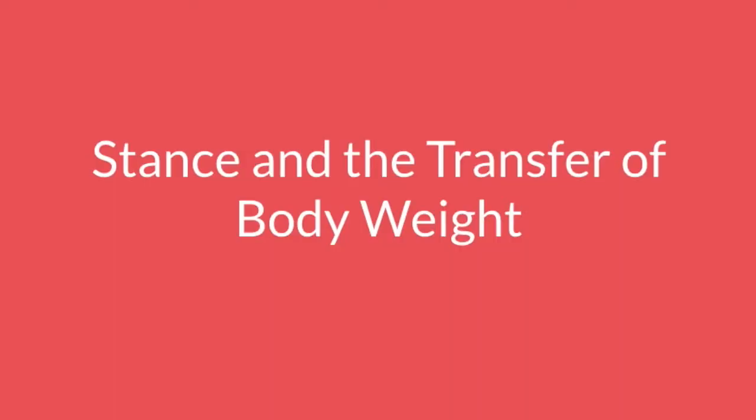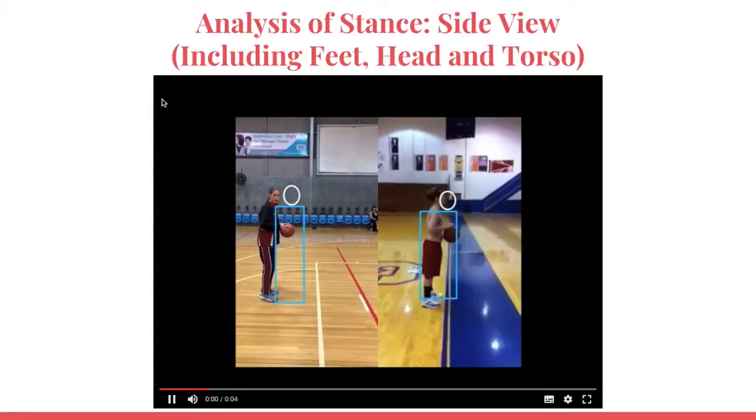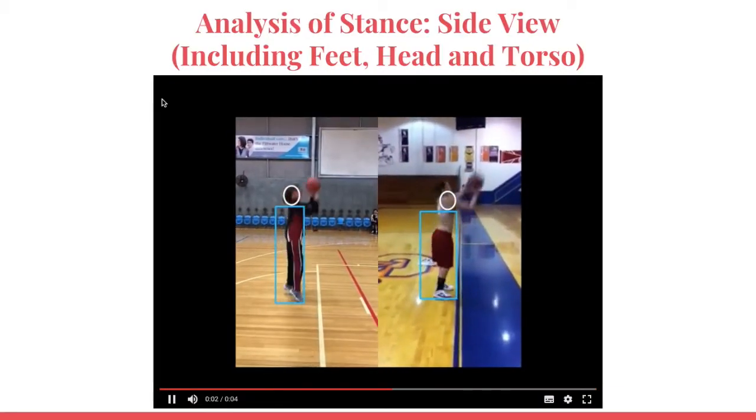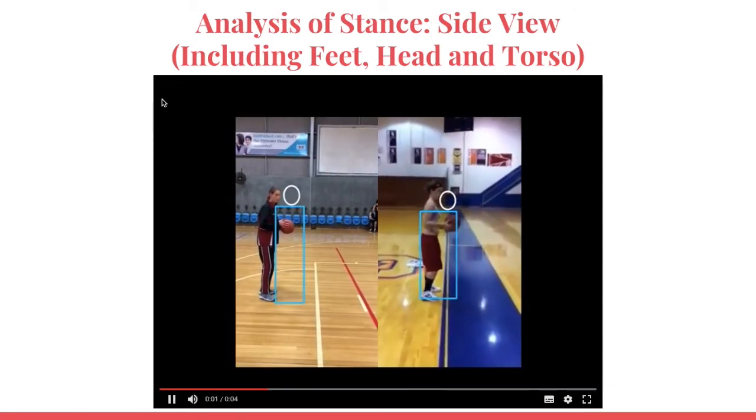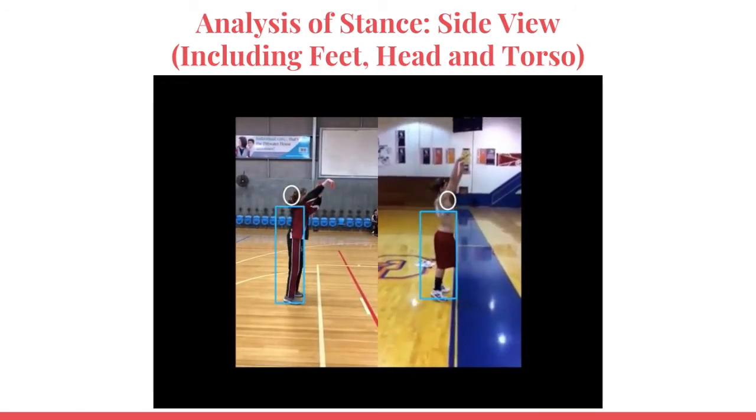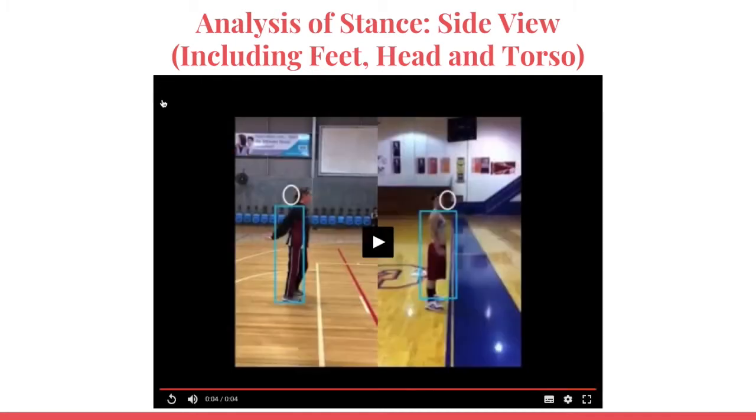Stance and the transfer of body weight. During a free throw, feet should be shoulder width apart, square to the basket, and slightly staggered, with the foot opposite to the shooting arm slightly further forward. This helps provide balance. The professional uses this technique in their shot, but the amateur does not.